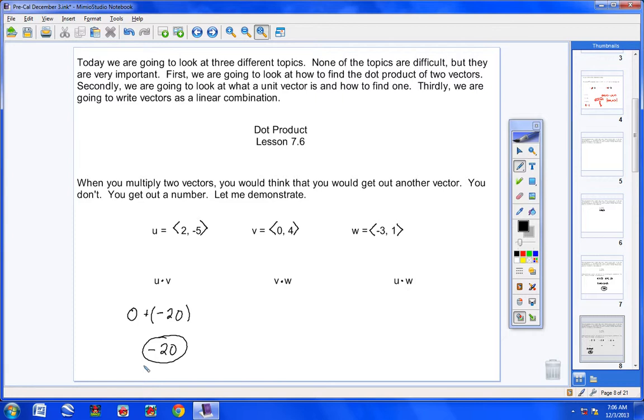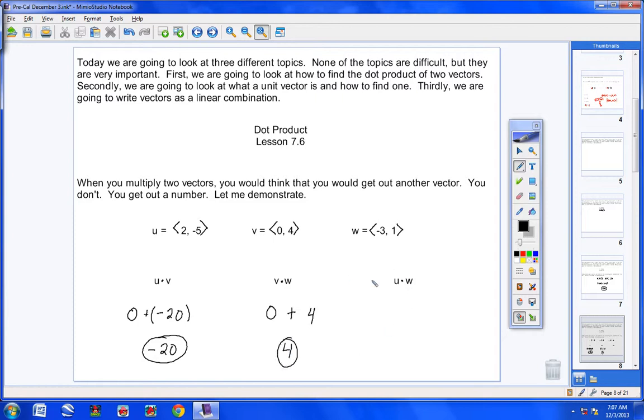Okay, v times w. Well, here's v and here's w. So you multiply your first number times your first number and you would get 0. Then you multiply your second number times your second number and you would get 4. And then you add those 2 numbers together. 0 plus 4 is 4.